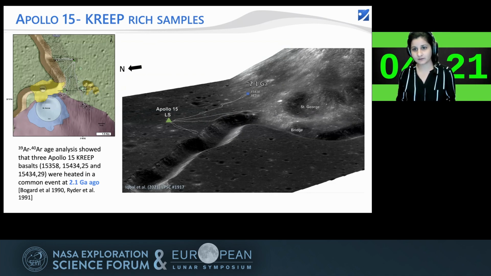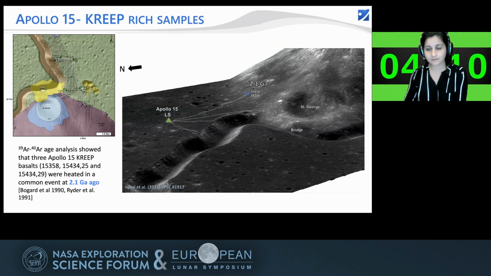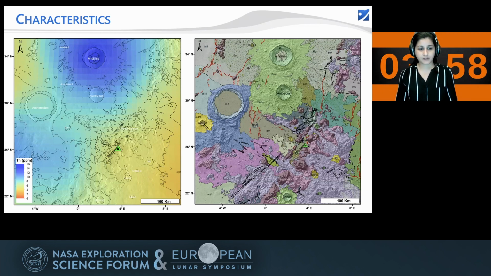But some of these samples show an age of 2 billion years, which was interpreted to mean that they were heated in a common event around this time. And this age of 2.1 billion years is mostly correlated by Bogart and Ryder, for example, with Autolycus crater.